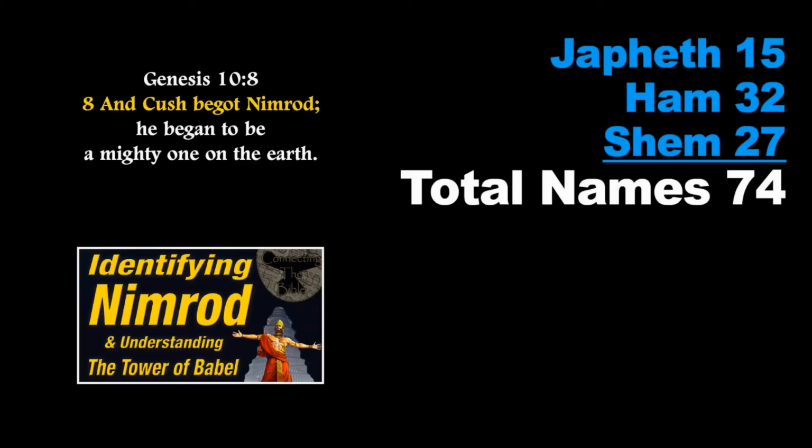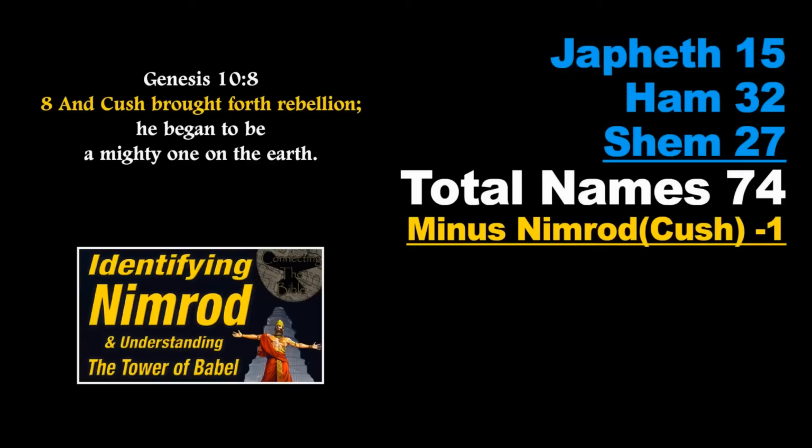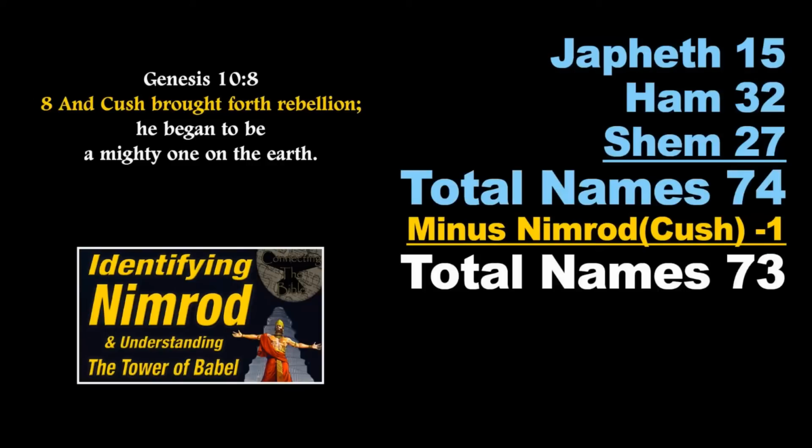And Cush begot Nimrod. Now, without getting into the Hebrew and how it was translated wrong, we'll add in the correct translation. And Cush brought forth rebellion. That means Nimrod wasn't a person, but the rebellion against God. So when we counted Nimrod as a descendant, he should not have been counted. And that's the reason for the asterisk. So we need to subtract Nimrod from the list. And now we're at 73 total names.